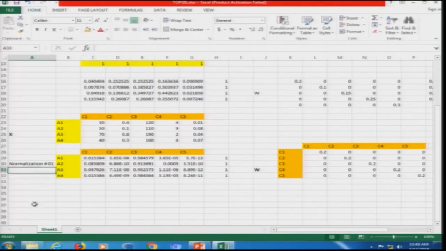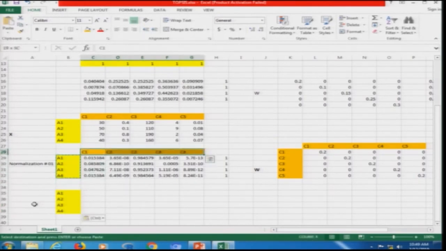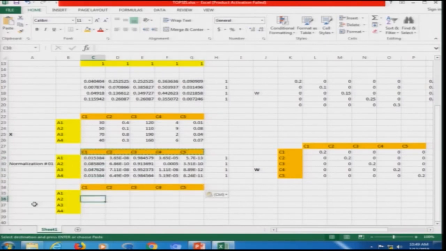So, this is of size 4 cross 5, this is 5 cross 5. So, 4 cross 5 into 5 cross 5 would give you 4 cross 5 matrix. So, this will be normalized, so called normalized values for the 4 alternatives and 5. So, this is the F value.